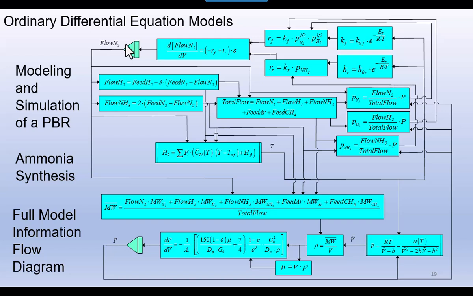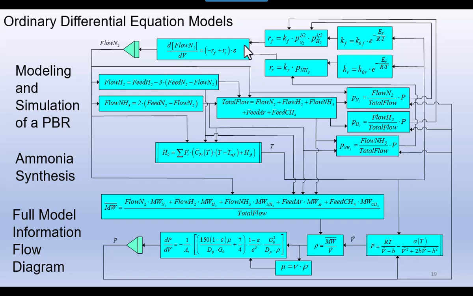Let's continue and look at the full model for the ammonia reactor. And this information flow diagram's a little more complicated than the one we had before. The parts of it are very similar, such as the upper part. So let's look at this, and then we'll move on into strategies for solving the model.